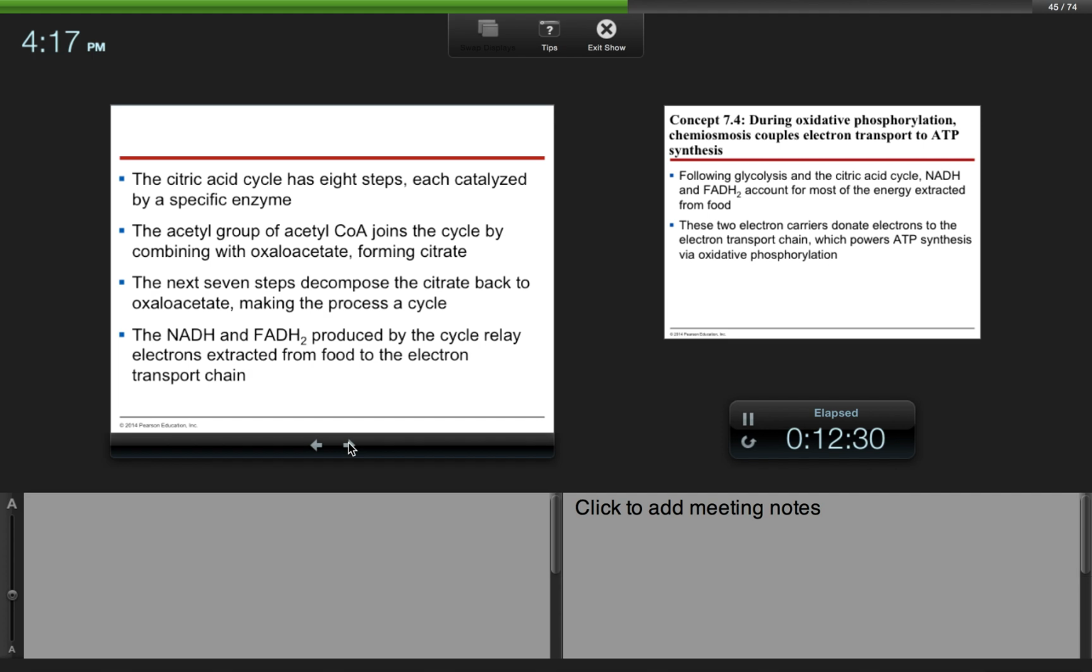The citric acid cycle has 8 steps, each catalyzed by a specific enzyme. The acetyl group of acetyl coenzyme A joins the cycle by combining with oxaloacetate, forming citrate. The next 7 steps decompose the citrate back to oxaloacetate, making the process a cycle. The NADH and FADH2 produced by the cycle relay electrons extracted from food to the electron transport chain.